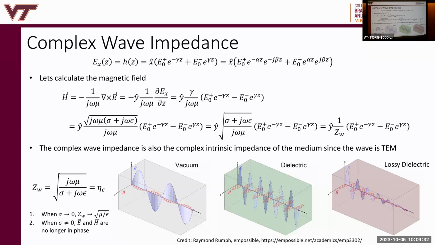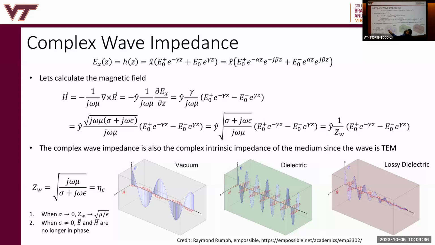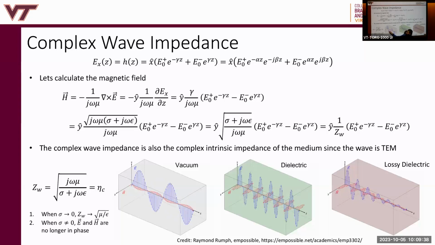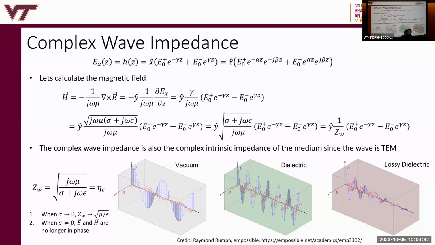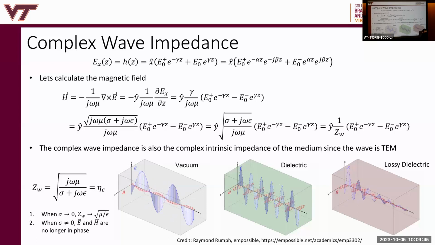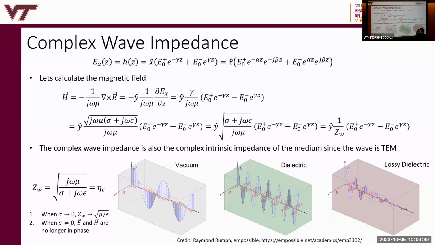Remember the pictures we drew of plane waves like this for vacuum. E and H are always in phase, right? They both go to 0 at the same point. They both have their maxima at the same point. They go back to 0 at the same point. They go to their negative maxima at the same point, right? They oscillate in phase, all right? So this is a vacuum.